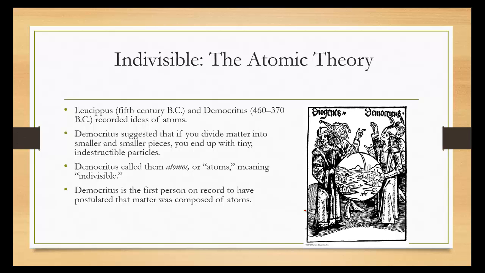Leucippus and Democritus, in the 5th century BC, 460 to 370 BC, had the first recorded ideas of atoms. Democritus suggested that if you divide matter into smaller and smaller pieces, you may end up with tiny indestructible particles. So if you take, let's say, a piece of paper and cut it in half, and again and again, making it smaller and smaller, eventually you're going to get to a point where you can't cut it in half anymore.